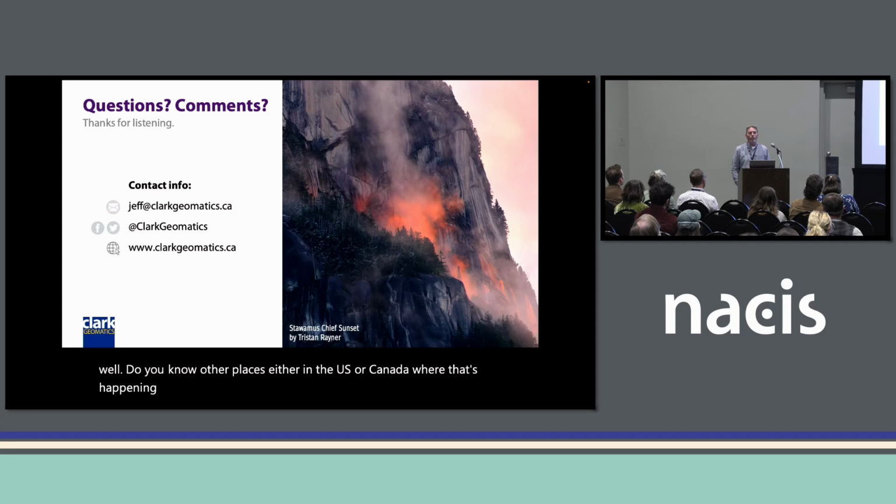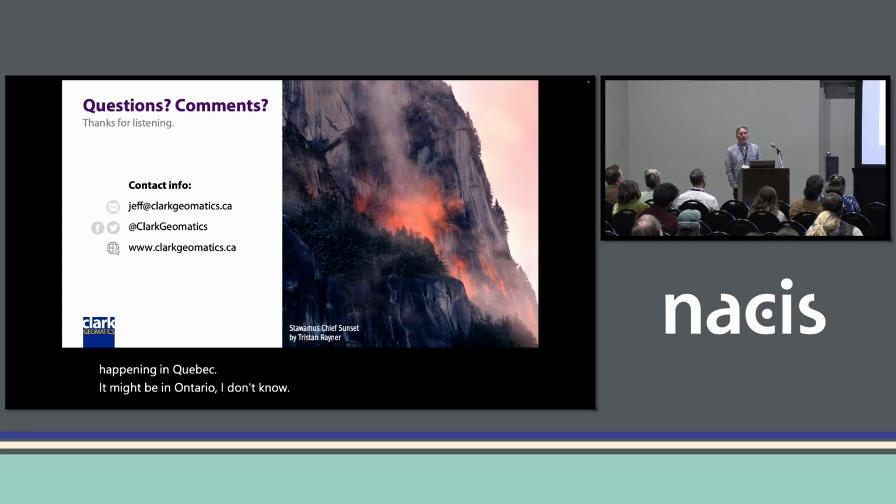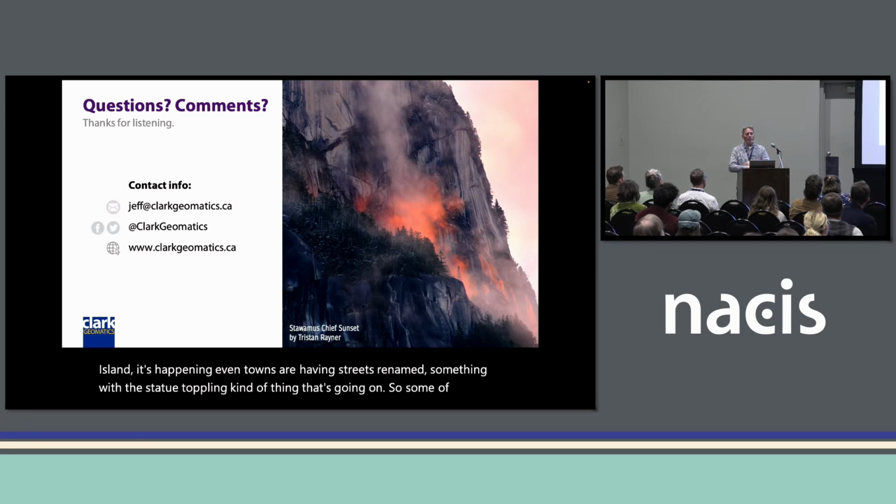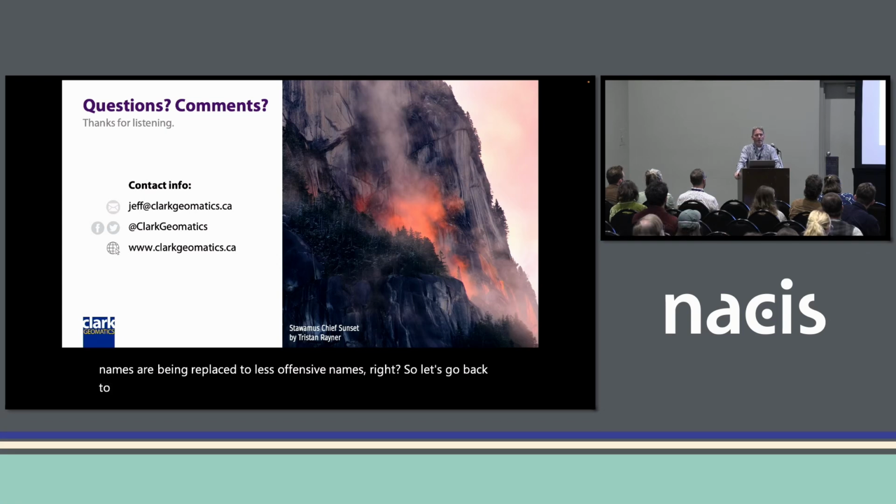Yes. Well, it's happening in British Columbia. It's happening in Quebec. It might be in Ontario, I don't know. But in various places within British Columbia, it's happening. On Vancouver Island, it's happening. Even towns are having streets renamed, with the statue toppling kind of thing that's going on. So some of the names are being replaced with less offensive names. So let's go back to the original traditional name for an area and try and incorporate that into the town.